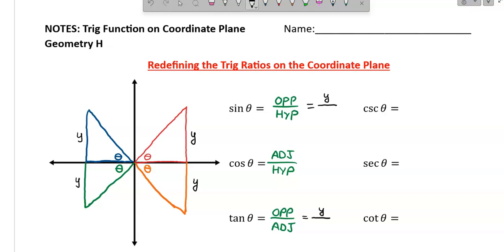The next one is our adjacent side. So if we were, for example, defining cosine, we would look at the adjacent side. And I want you to notice that the adjacent side of all 4 of these triangles is going to be the x-axis, or the x value of the triangle. So anywhere where I see adjacent written, we're going to write an x.